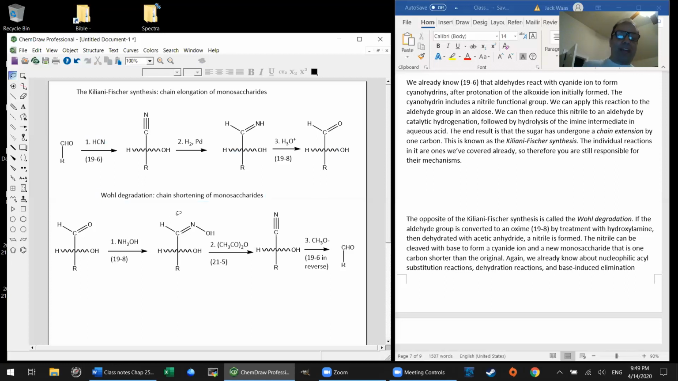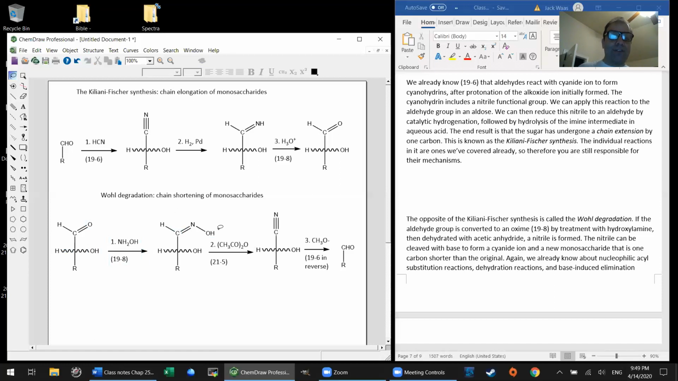The opposite process is called the Wohl degradation. So let's say that we have some sugar here, and here it doesn't matter whether we have just 1 diastereomer or both. That doesn't even matter. This carbon's gonna become our new aldehyde carbon. The first step is to treat the aldehyde with hydroxylamine. And this makes a special kind of imine known as an oxime, O-X-I-M-E. And that's in chapter 19. We talked about forming imines there. We went over the mechanism. It's the exact same thing we said before.